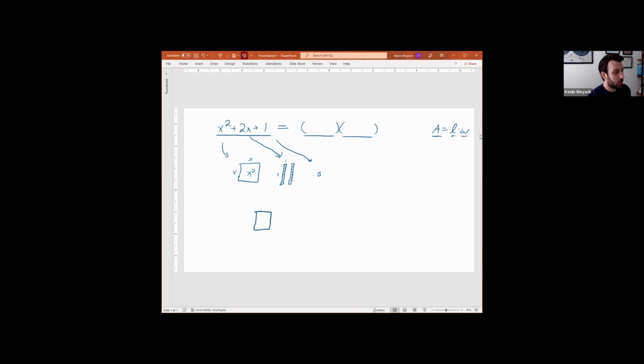I could take my big X square, I could stack an X block next to it, I could stack another X block underneath it, and I could stick my unit right there. And then if I look at the length is my X sideways and 1, and my width is an X vertical and 1. So I've got length of X plus 1 and width of X plus 1. So this is factoring. Factoring is literally saying, I have a bunch of stuff. I want to organize it as a rectangle so that I can grab its dimensions, its length and its width.